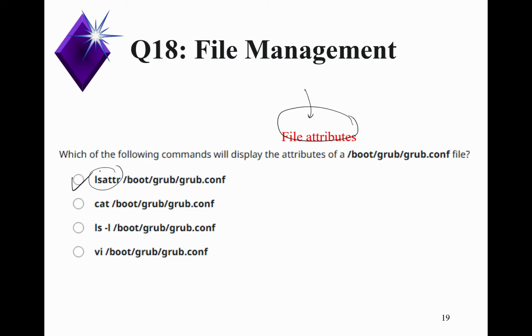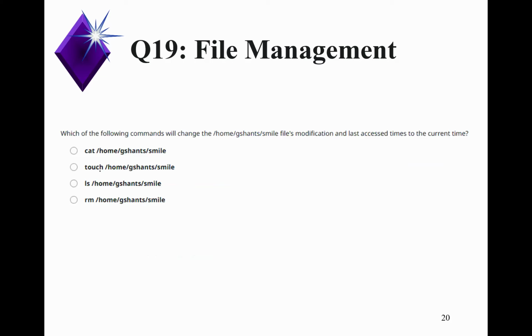Okay, this is a little bit challenging question. Which of the following commands will change the home Gshan smile file modification and last access times to the current time? That will be touch. Yeah, because the touch is going to create a new file. That's the only time you have the current time. But the file creation time cannot be current time unless it is a new file. It makes sense, right?